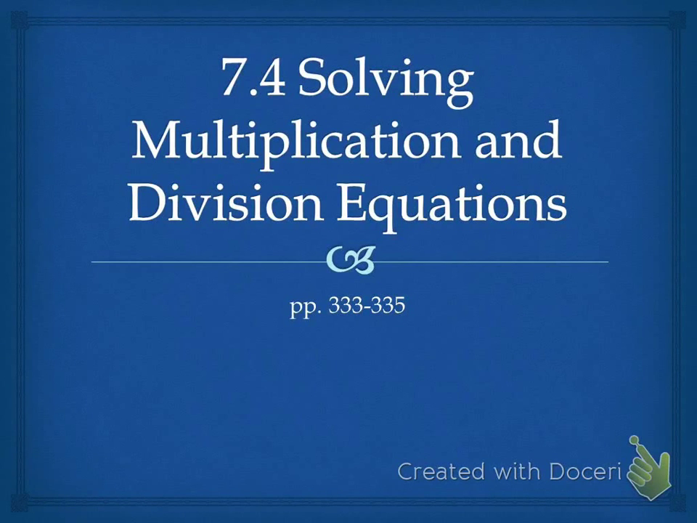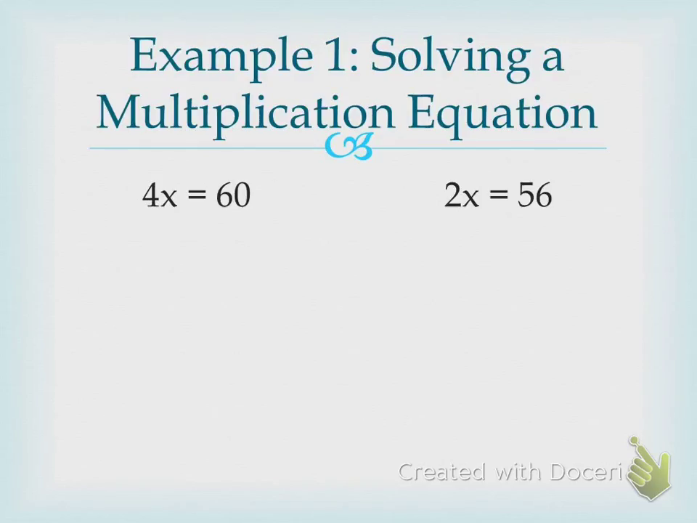Today we're in section 7.4, solving equations using multiplication and division. This is very similar to adding and subtracting. It's just we're still using those opposite operations to get the variable by itself. So in example 1, let's start off with 4x equals 60.